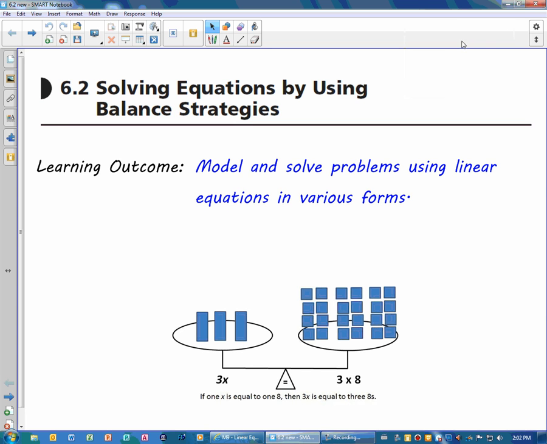Okay, so let's cover section 6.2, solving equations by using balance strategies. The learning outcome I would like you to copy down, please, somewhere, is to model and solve problems using linear equations in various forms. And because we're using balance strategies, I went on Google and found an image of an example of using a balance strategy to solve a linear equation.